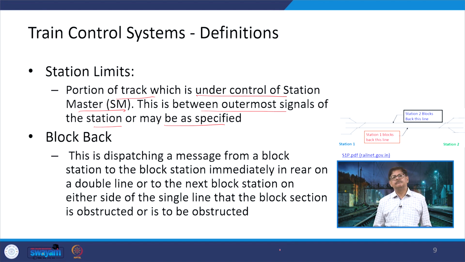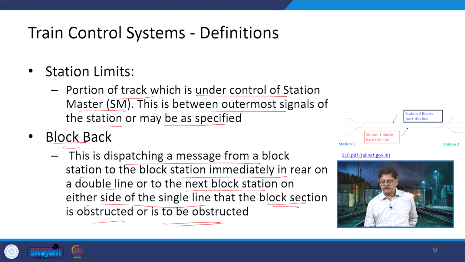Then block back. Now, what is this block back? This is dispatching a message from the block station to the block station immediately in rear on a double line, or to the next block station on either side of a single line, that the block section is obstructed or it is going to be obstructed. When we say obstructed, it means it is being set and the train is moving in there. So, that is what obstruction we are talking about here.